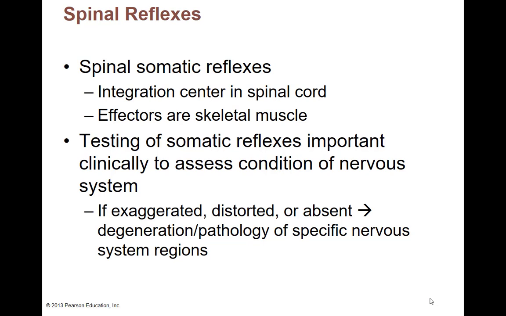However, if it's an exaggerated response, or if it's distorted, your hand's going everywhere, or you don't even pull your hand away, there's something happening in your nervous system. There's some type of missing information, whether it's damage to the spinal cord, damage to nerves somewhere, some type of damage to your nervous system. And we can look at certain nerves and your reactions to know exactly where there's damage to the spinal cord.